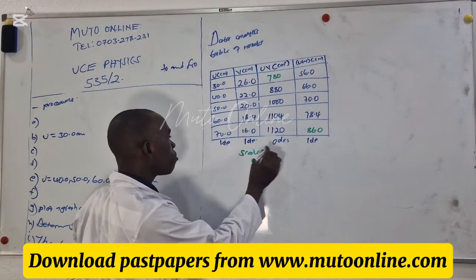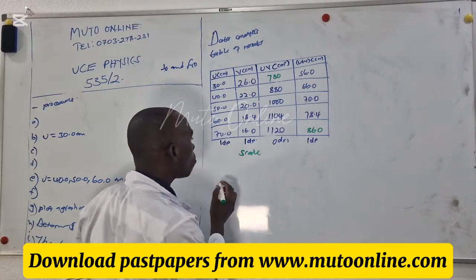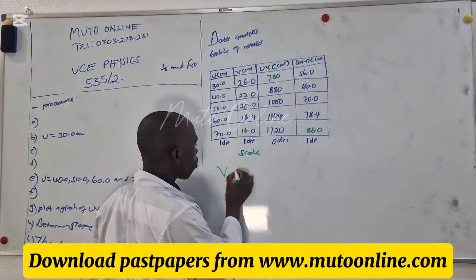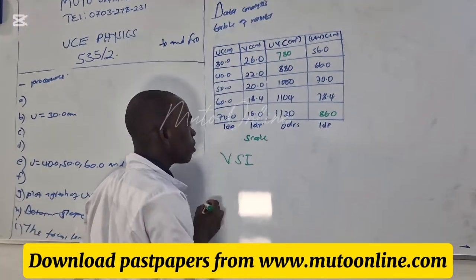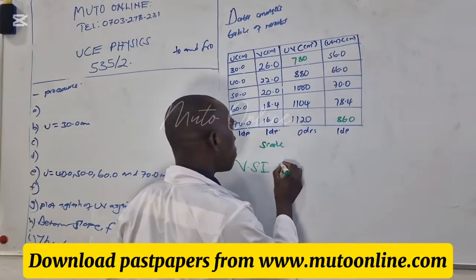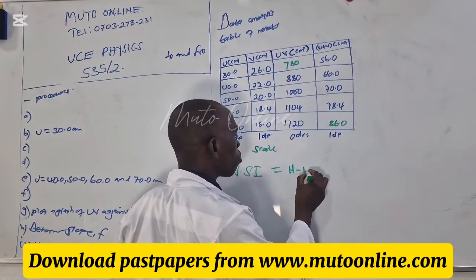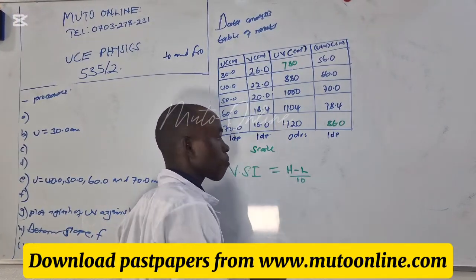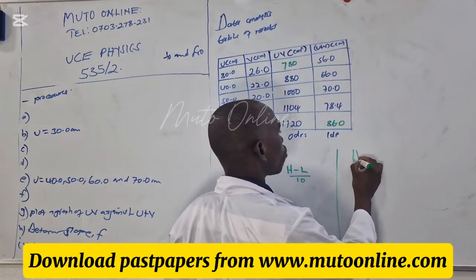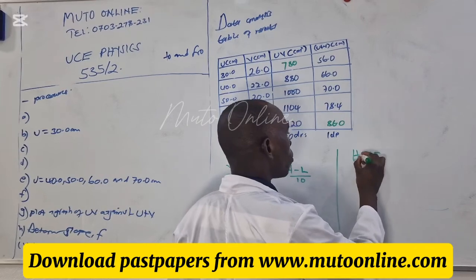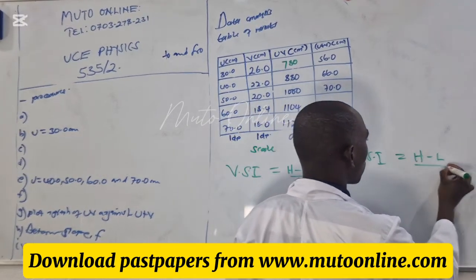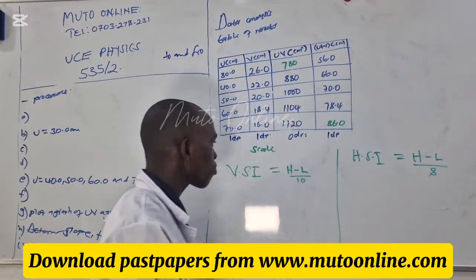So before we get the scale, we are going to get what we call indicators. We're going to begin with the vertical scale indicator, which is abbreviated as VSI, given by the formula highest value minus lowest value divided by 10. Then, in the same sense, we are going to have a horizontal scale indicator. I'm going to handle them concurrently. So this is still highest minus lowest, but divided by 8.